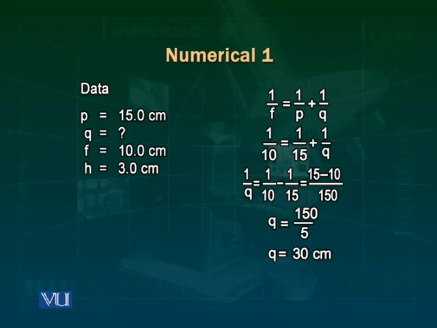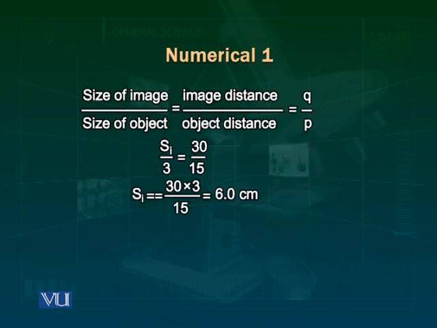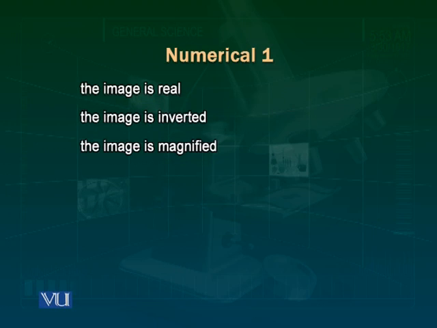So the image is going to be 30 centimeters on the other side of the lens. If I have a lens, the object is on this side, about 15 centimeters, and the image would be about 30 centimeters to the other side. Now, what about the size of the image? The nature of the image, of course, we have identified. Because q is positive, the nature is going to be a real image.